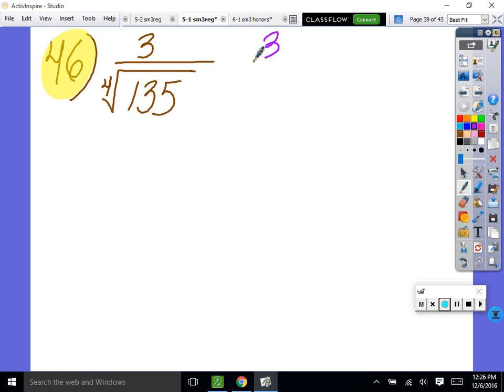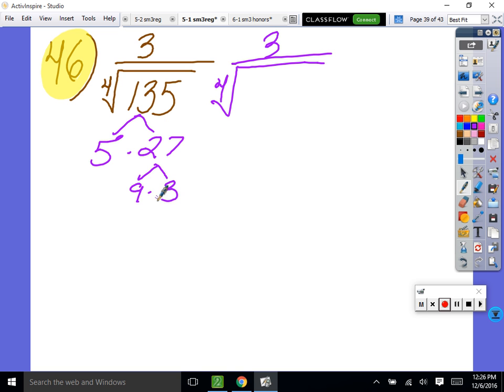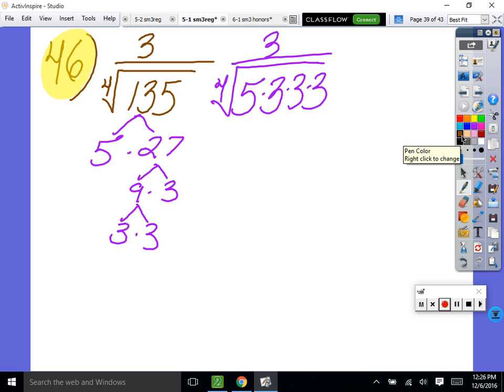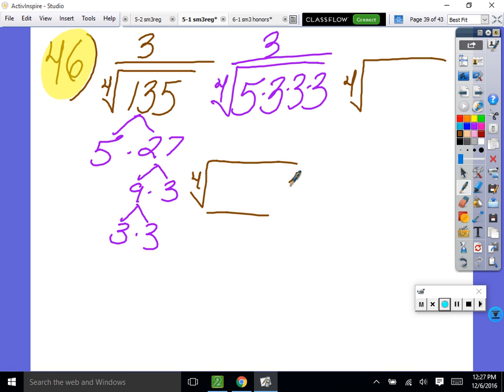We have 3 over the 4th root of, let's write it in its factors so we can multiply by the least amount of stuff. 135, some factors, somebody. 5 times 27, 27 breaks down into 9 times 3, 9 breaks down into 3 times 3, true? Yeah. So we have a 5 and we have 3 times 3 times 3. So we're pulling out groups of 4, it's a 4th root. So what we're gonna rationalize by, think about it, to get rid of a 4th root, we need something to the 4th power.